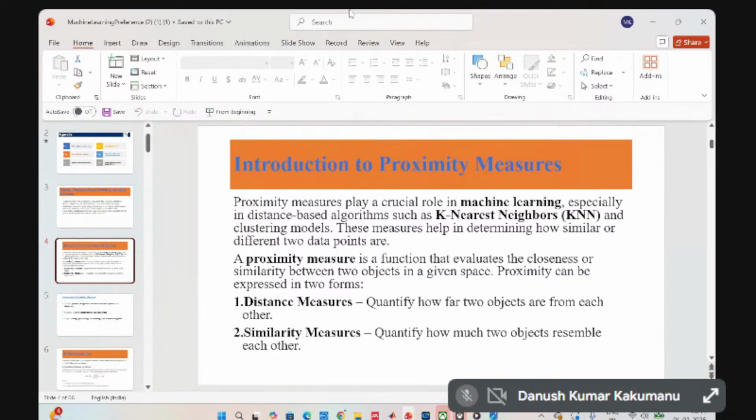I will give three answers, option 1, 2, 3. Option 1: proximity measure is used to find the distance between two objects. Option 2: proximity is to find the similarity between two objects. Option 3: proximity is also used to find the dissimilarity between the two objects. Option 4: all the above.